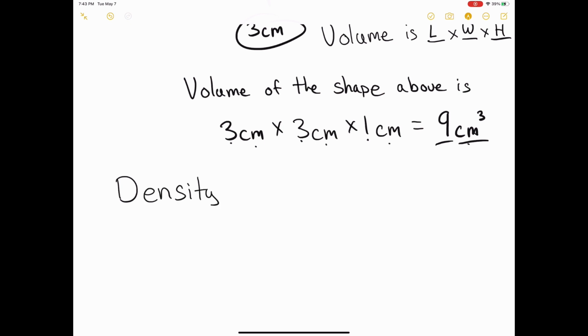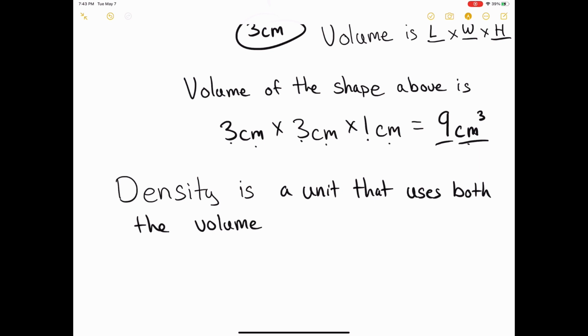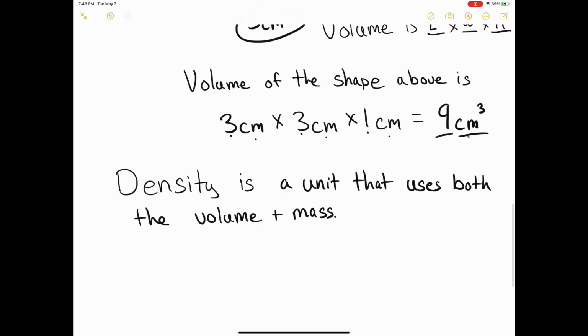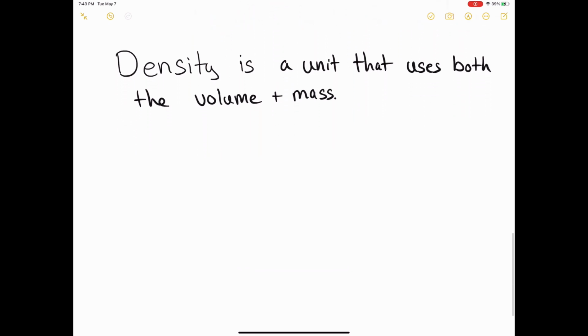Next up is density. Density is another unit of measurement. We're going to learn more about it, but I'm just going to show you how to calculate it right now. It's a unit that compares the volume of something and the mass of something. So it uses both the volume and the mass. Density is a unit that uses both volume and mass. Here's how we use the volume and the mass.